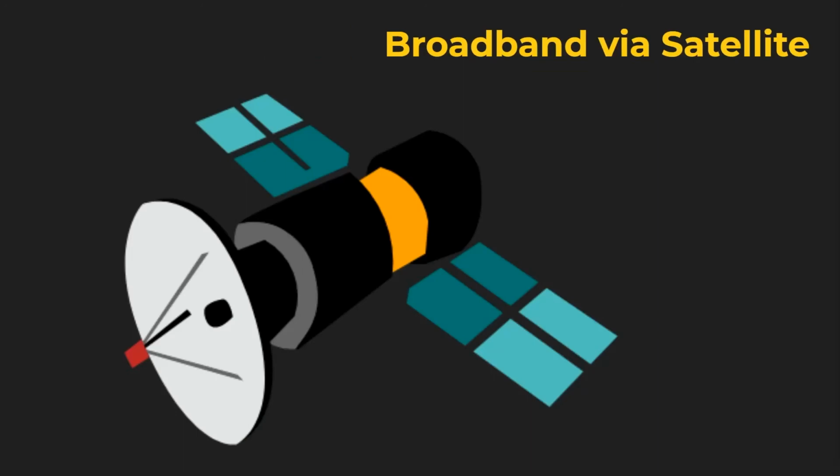There's also broadband via satellite. With a satellite connection, satellites orbiting the Earth provide a connection to a satellite dish that is on a house or a business that is then connected to a modem.